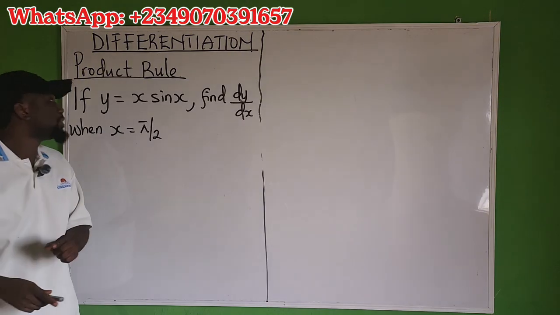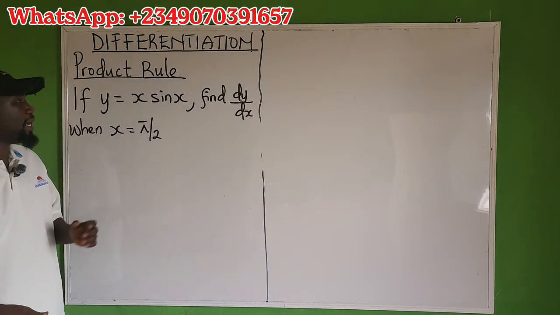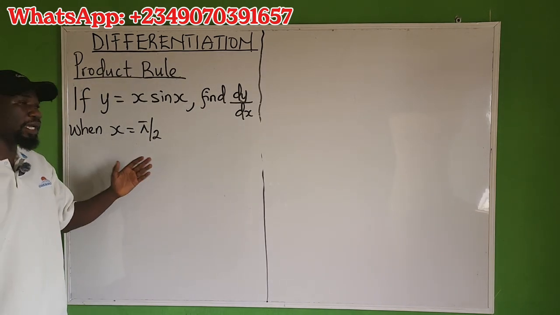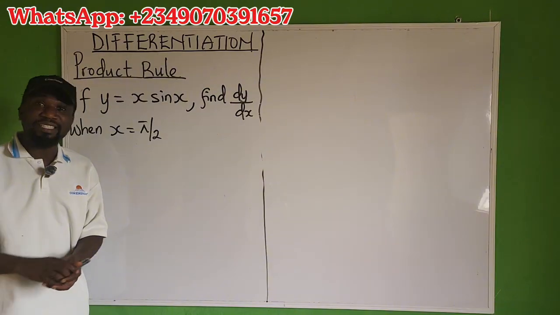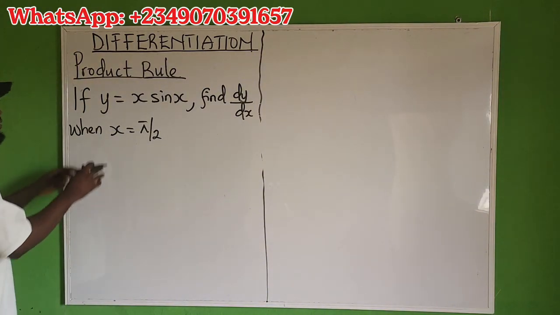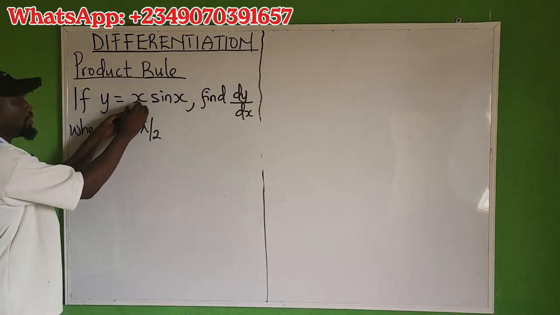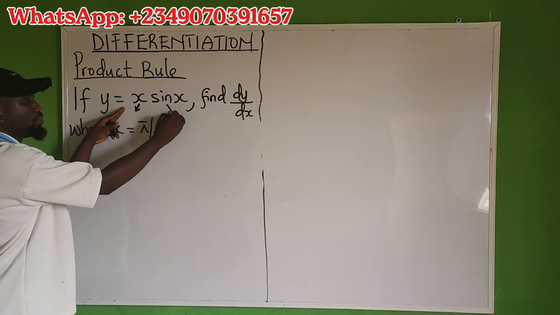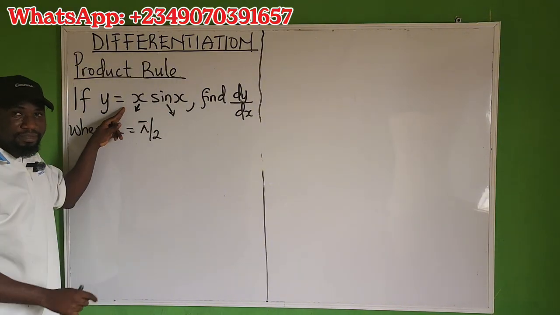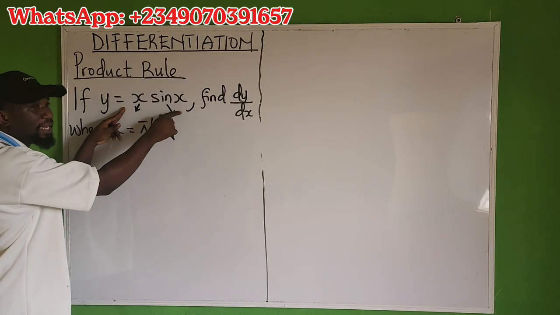All right, the next question says, if y is equal to x sine x, find dy over dx when x is equal to pi over 2. See, it is very simple. Just calm down. We have that y is equal to x sine x. This is algebra here, and this is trigonometric. So x is multiplying sine x. That is the first thing.